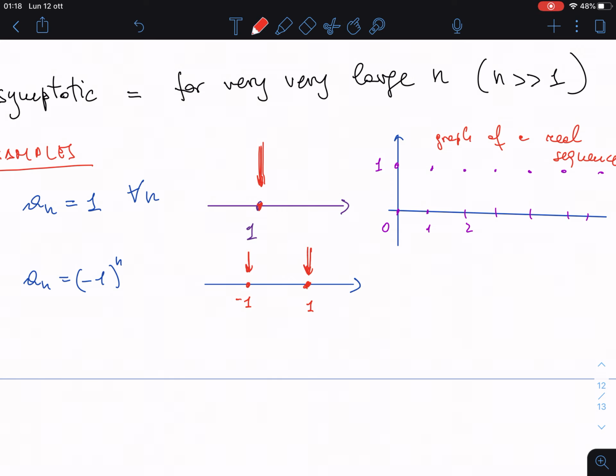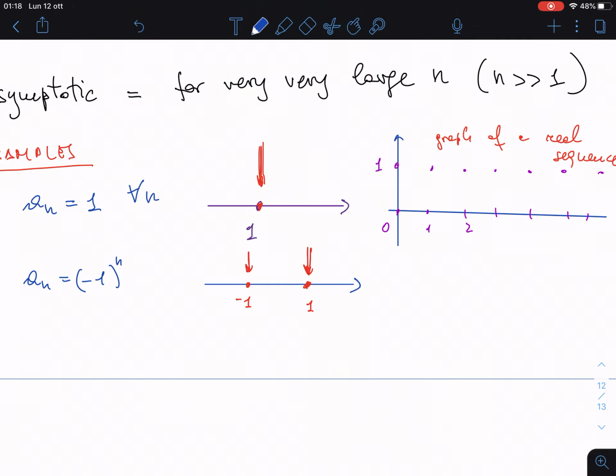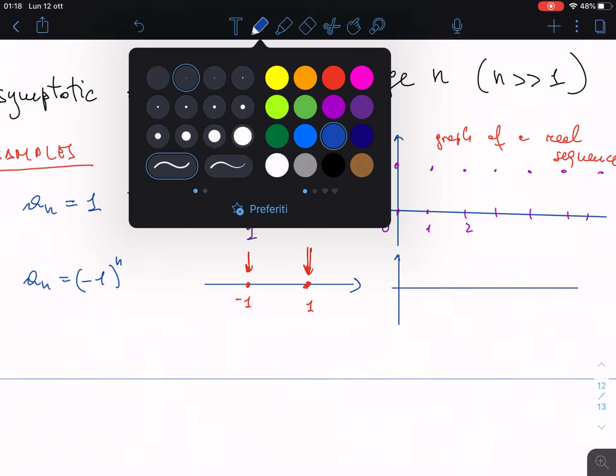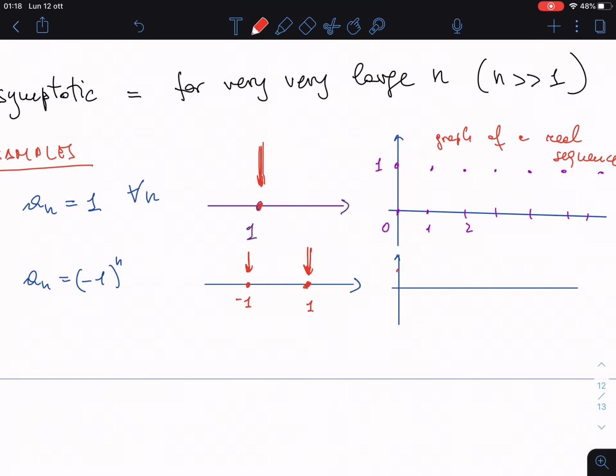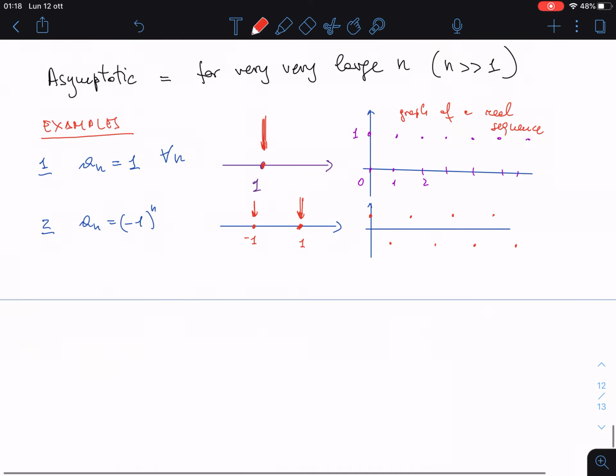And the other representation is clearer, perhaps, because here we see that we start from +1, then we go to -1, +1, -1, +1, -1, +1, -1, and so on and so on. So this is the second example.